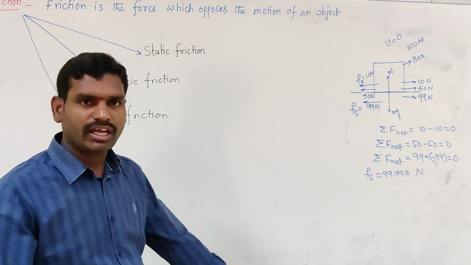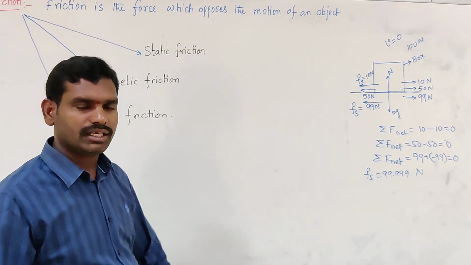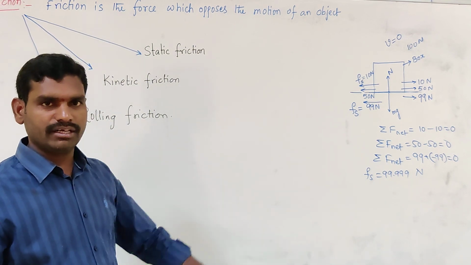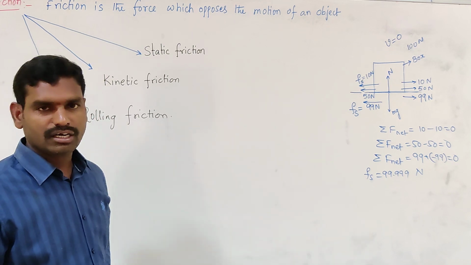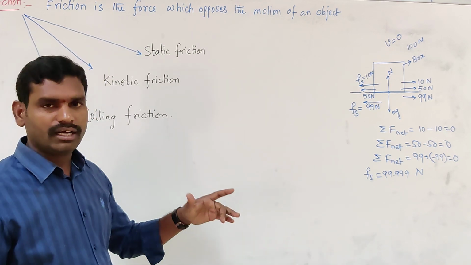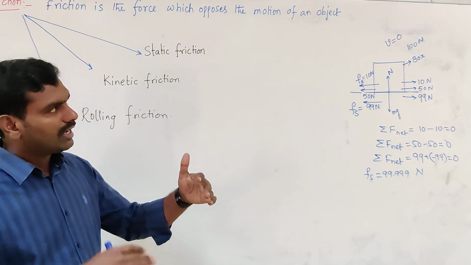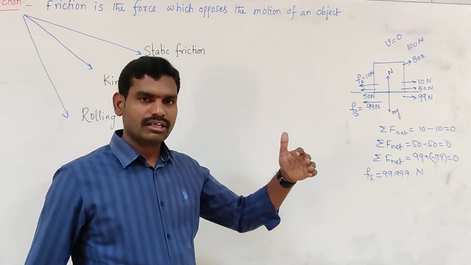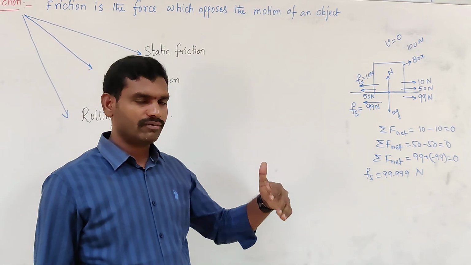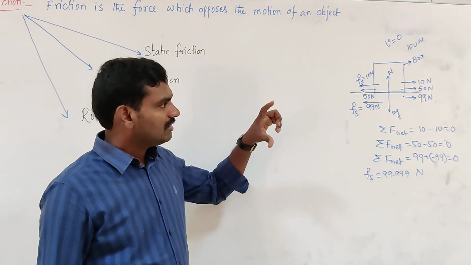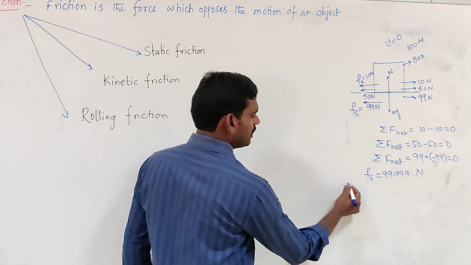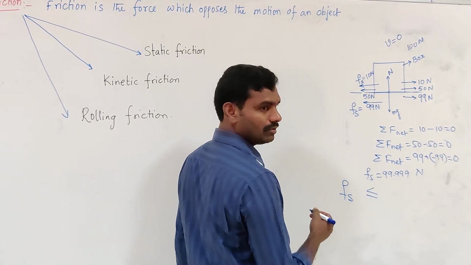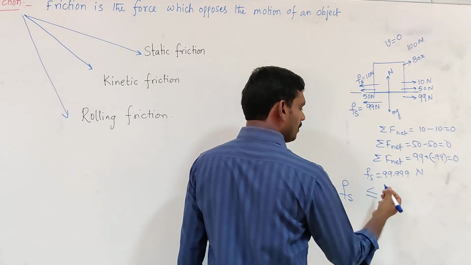If I apply 100.1 newtons of force, then the body will come into motion. So the body will no longer be in static mode. Here 100 newtons is the minimum amount of force to put the body in motion. Beyond 100, the body will not be in static mode, not in rest mode. So static frictional force is always less than or equal to the applied force here.